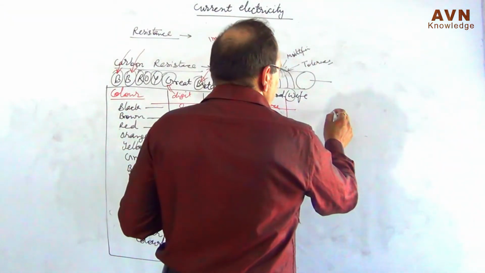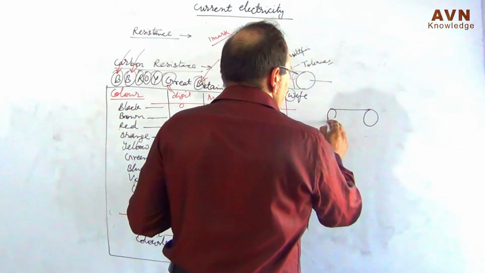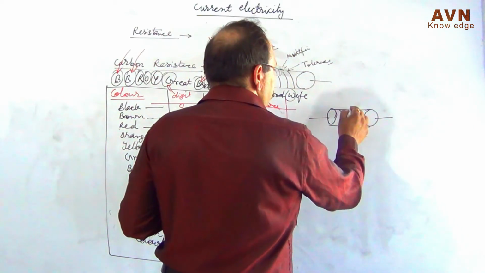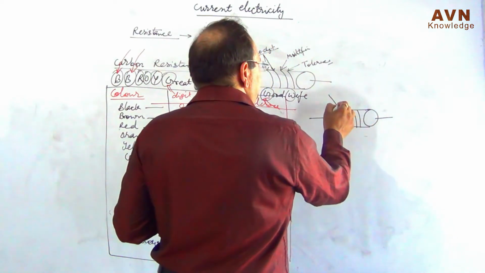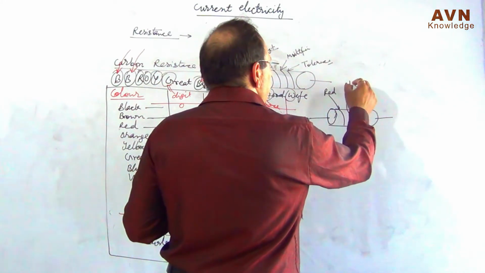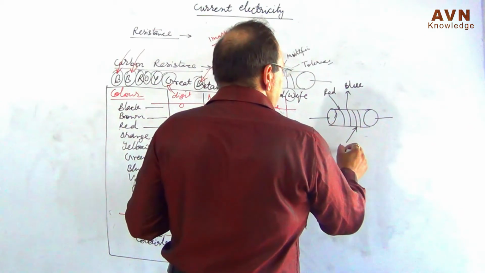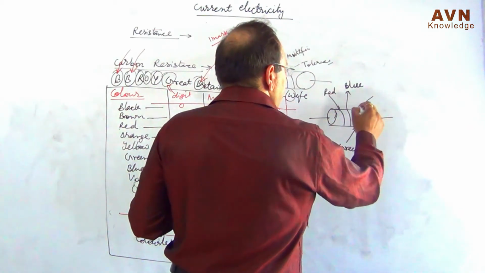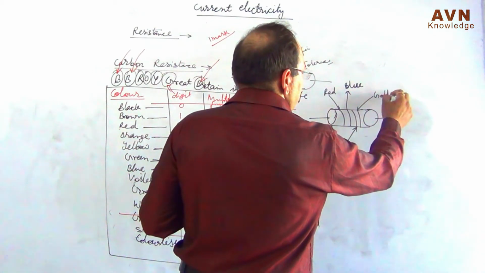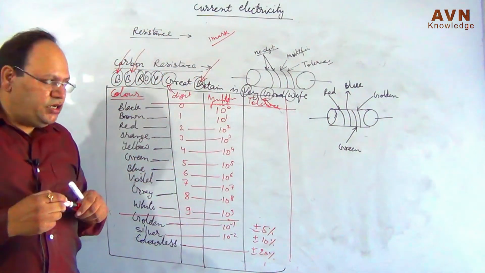The color coding of this resistance is given in 4 strips: the first strip, second, third and fourth. The first is red, the second is blue, the third is green, and the fourth is golden. You have to calculate the resistance of this carbon resistance.